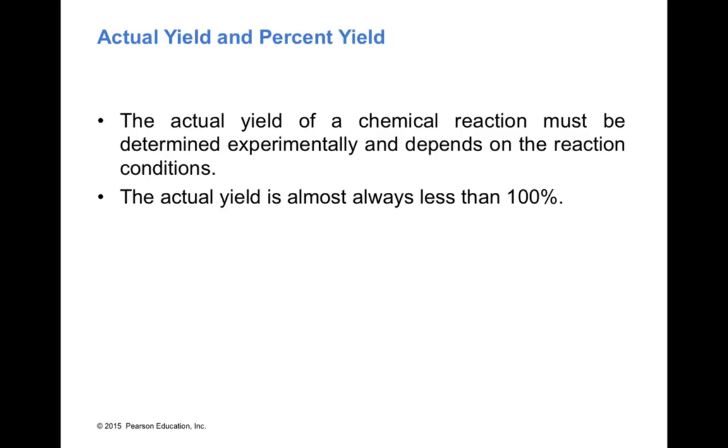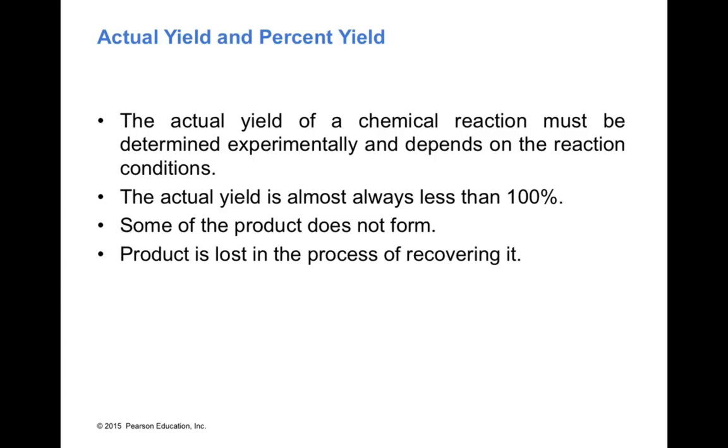Most of the time, because of handling, you lose some of the reactant or some of the product, so none of them are 100%. Some of the product also does not form. The product is sometimes lost in the process of recovering it, so never is any chemical reaction 100%.